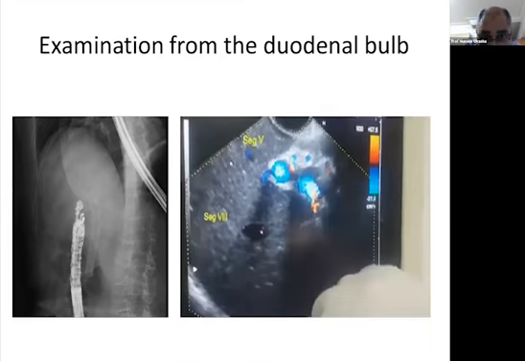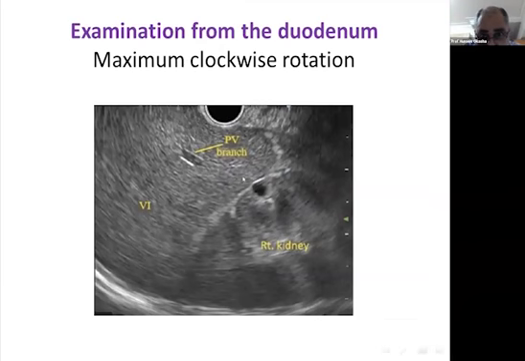Segment 6 can be more clearly seen if we do the opposite. While in the upper second part of the duodenum, I can do maximum clockwise rotation till I see the right kidney, not the left kidney. The part of the liver at the level of the right kidney is segment 6 of the liver. So from examination of the stomach and duodenum, but be very careful in the duodenum in order not to induce perforation, we can see nearly all segments of the liver. The most difficult ones to be seen are, of course, segment 5 and 6.